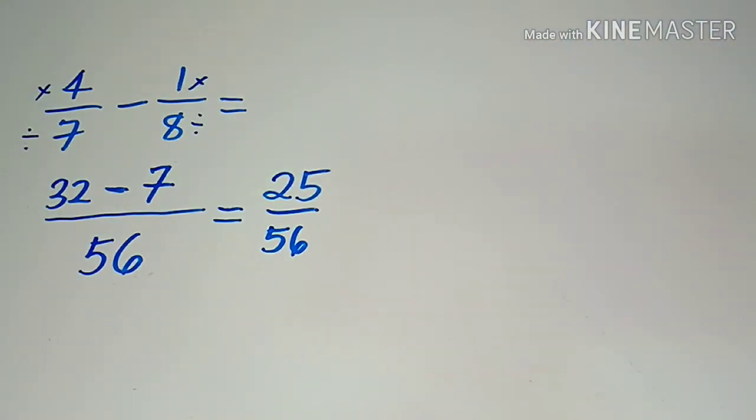So that means 4/7 minus 1/8 is equal to 25/56. And be very careful with the answer. If you think that you can still simplify it, you have to simplify it in simplest form. If you think it's already in the simplest form, then just leave it as is.